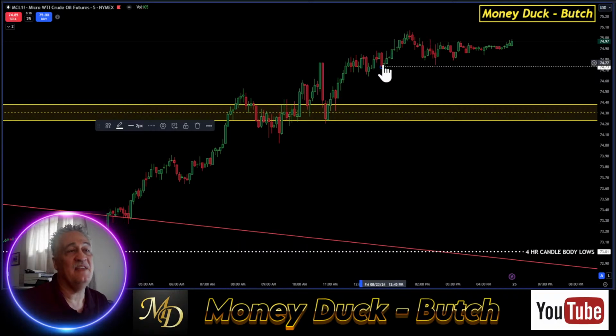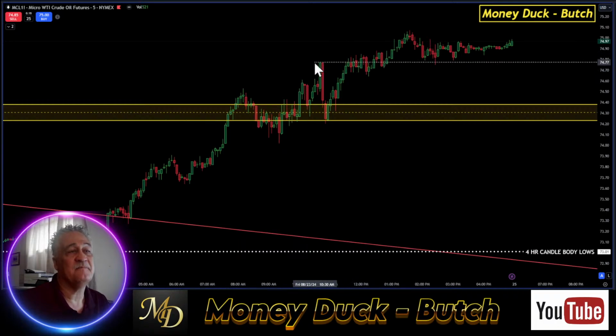So my two trade plans are just that. If it breaks through this, I'm going to look for it to, and I know this is small, but I would love to see a pullback and then a red candle here.